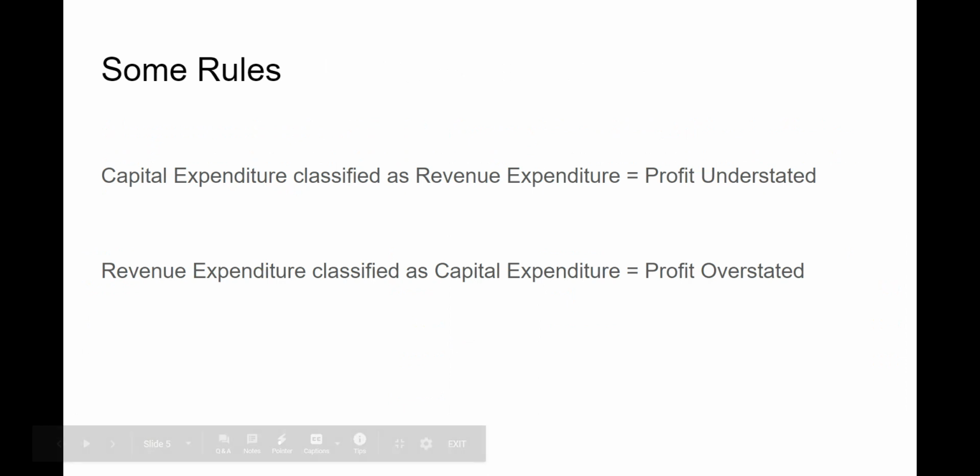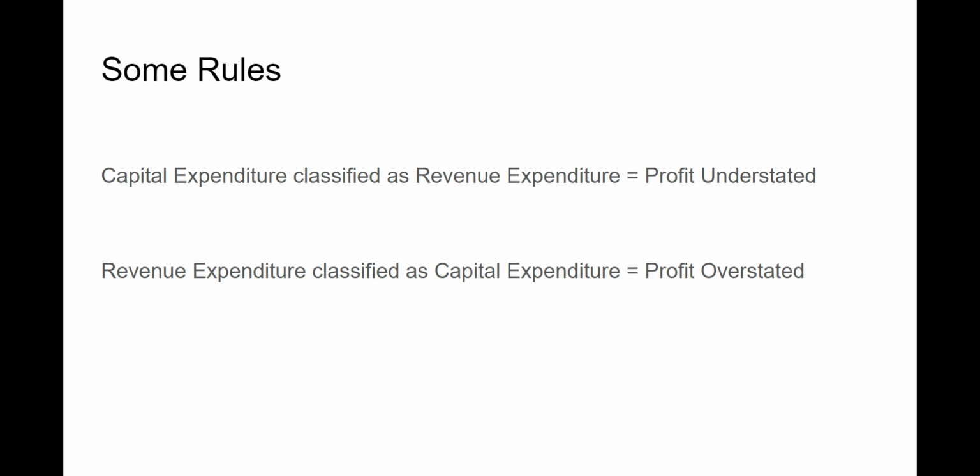Okay, some quick rules. If we include capital expenditure as revenue expenditure, the profit will be understated because we're going to need to reduce our expenses to increase the profit. We're going to credit the expense because it shouldn't be there. That will make it smaller. The expenses get smaller, and when we correct it, the profit will get bigger.